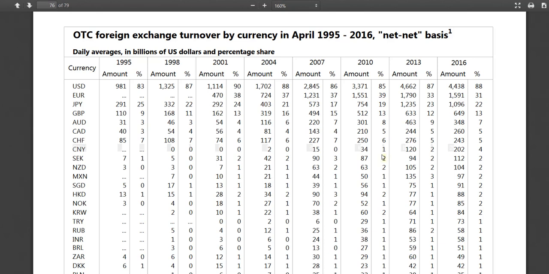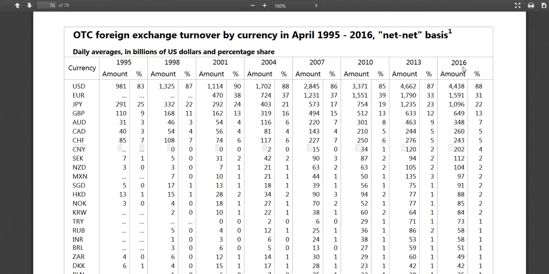What we see is, for example, that in 2010 the yuan accounted for merely 1% of all the transactions, with $34 billion worth of Chinese yuan being transacted. In 2013, that amount went up to 120 billion, increasing by a factor of almost 4, and it almost doubled from 2013 to 2016, continuing its emerging path of becoming one of the most important currencies.